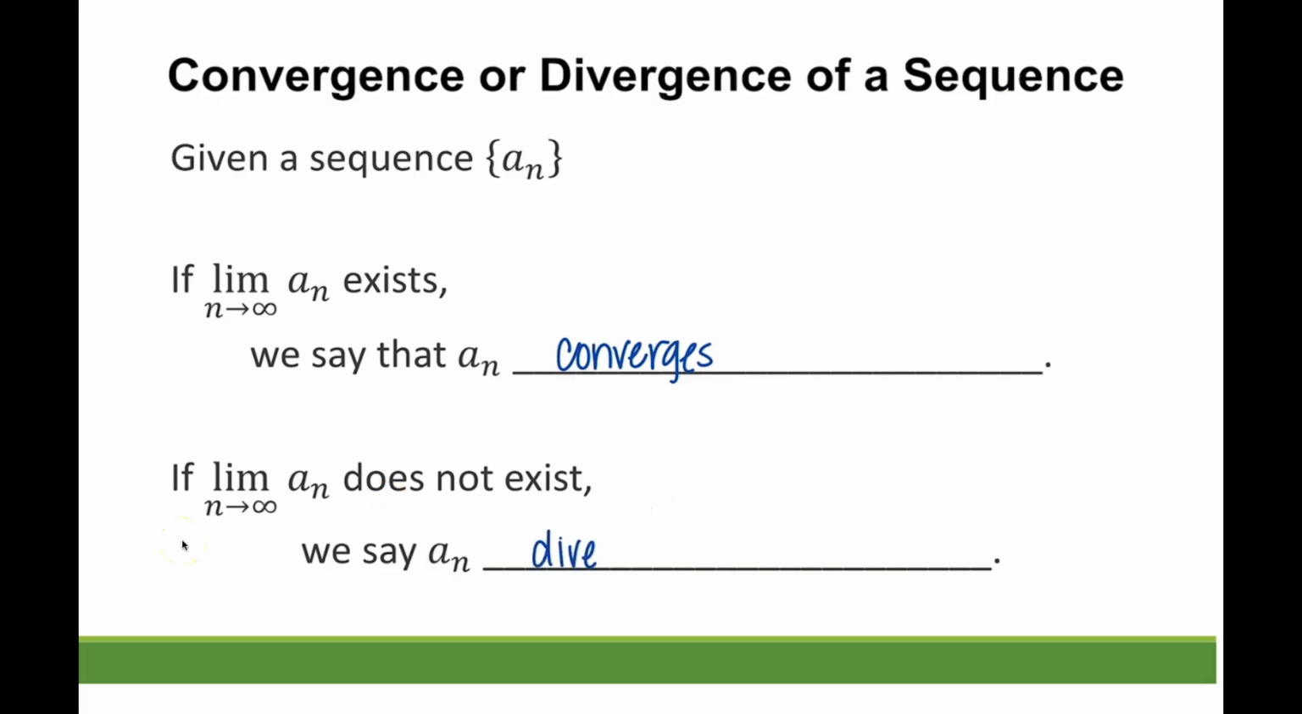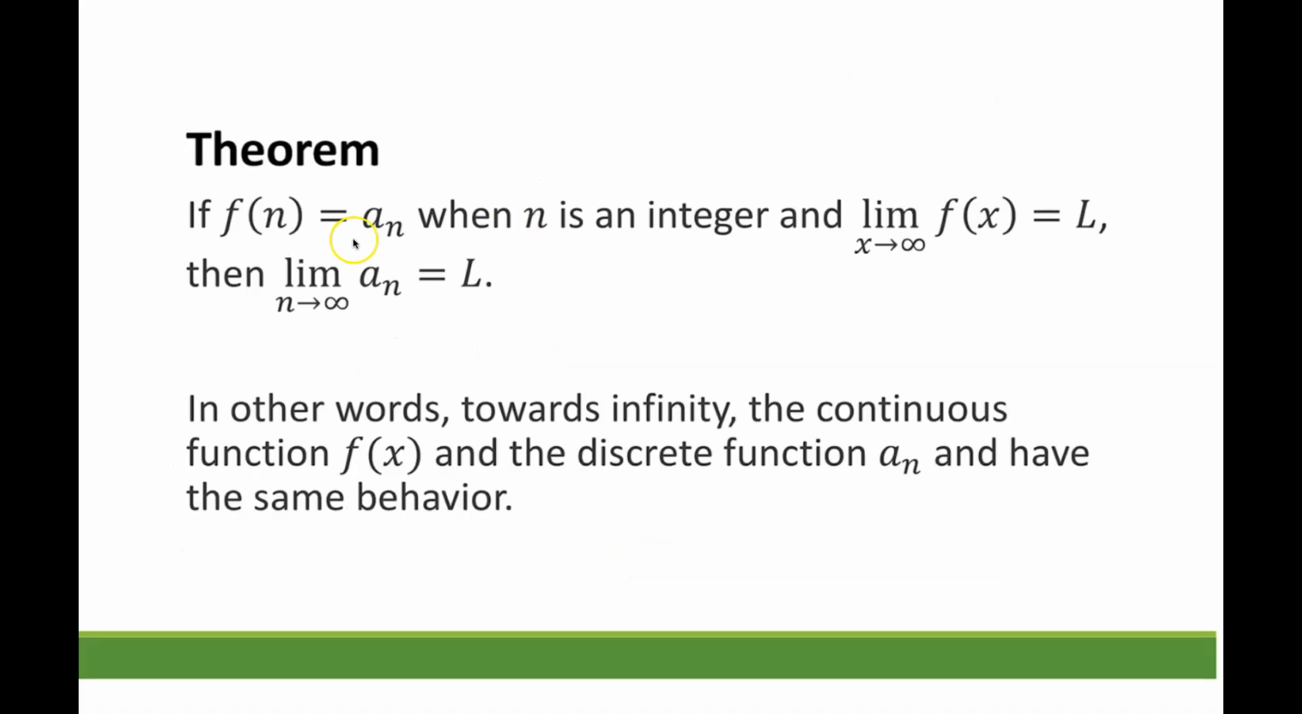But if the limit as n approaches infinity of a sub n does not exist, then we say that a sub n diverges. Now we have a theorem that says if f of n is equal to a sub n, where n is an integer, and the limit as x approaches infinity of f of x is equal to L, then the limit as n approaches infinity of a sub n is equal to L. So what's going on here? This basically says that towards infinity, the continuous function f of x and the discrete function a sub n have that same end behavior.